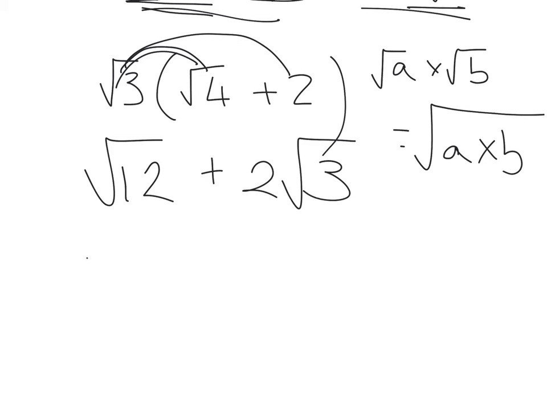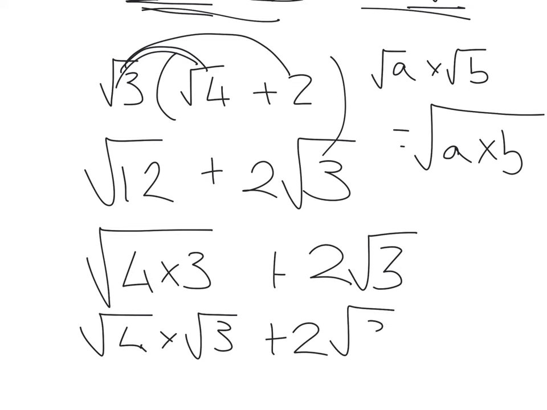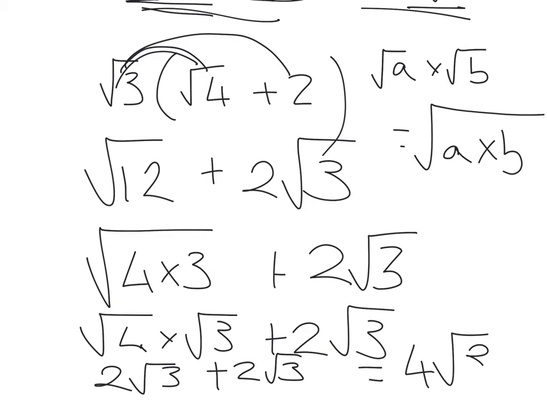We can then simplify root 12. So the biggest number from the list of square numbers is 4. 2 root 3 can't be simplified. So root 4 times root 3 plus 2 root 3. Root 4 is 2, so that's 2 root 3 plus 2 root 3 to give me a final answer, which is 4 root 3.